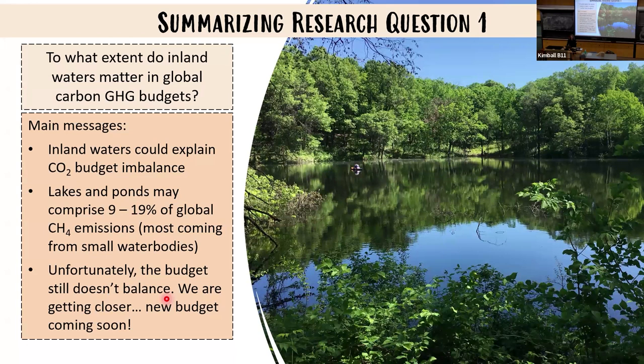So to summarize this, are inland waters important for the global carbon budgets? Yes, they are. They could explain that CO2 imbalance and more. Lakes and ponds are really important for emitting methane. And most of that methane is coming out of our smaller water bodies rather than our bigger water bodies. But the budget still doesn't balance. We're about to submit a new global methane budget. The budget still isn't balanced, but we're going in the right direction. And I think that's going to fuel further research in these areas.